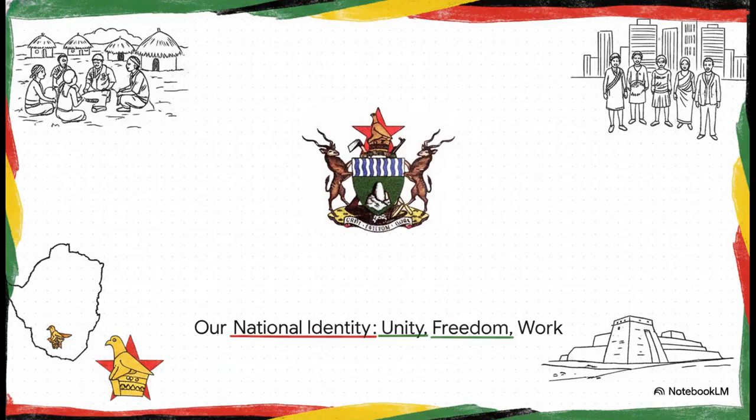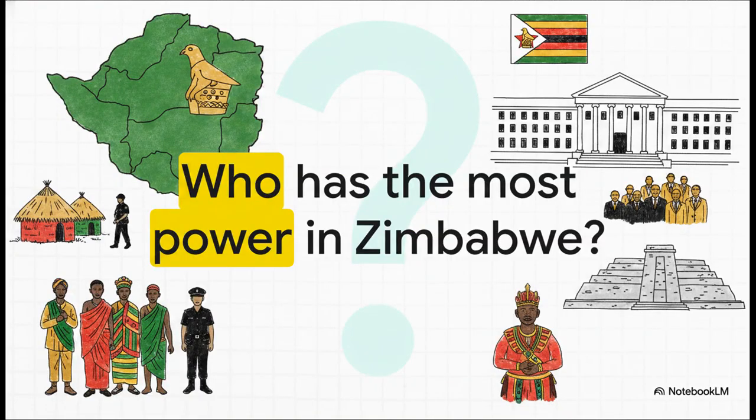Look at our beautiful coat of arms here. It represents us as one big, united family playing by the same family rules. If you look closely at the bottom, you'll see three really powerful words: unity, freedom, work, right? These aren't just pretty words painted on a badge, they're the true heart of our country and exactly how we're supposed to live together.